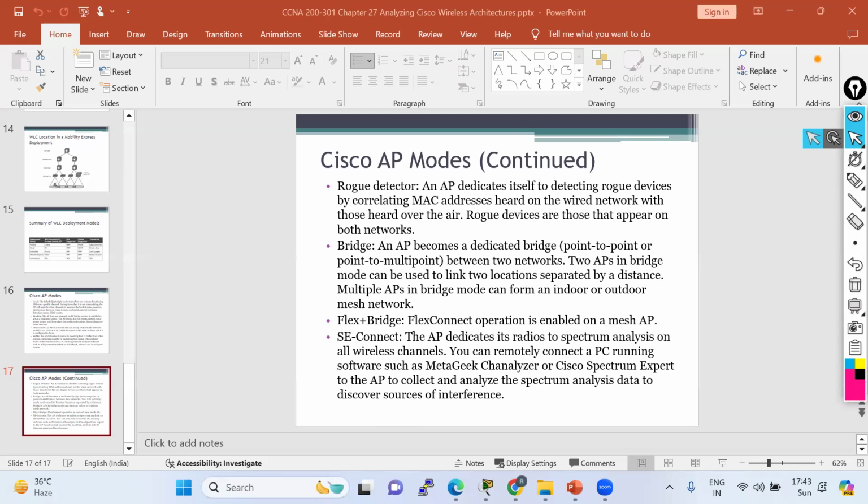Okay, so I hope this is helpful for you all, the different modes of the AP. Now we are going to discuss a few more topics about the WLC architecture and design, and then we'll conclude this session.